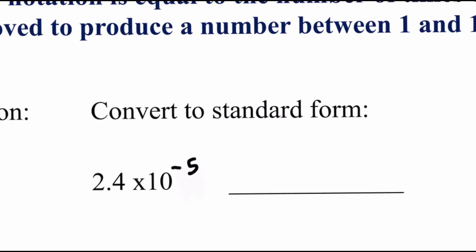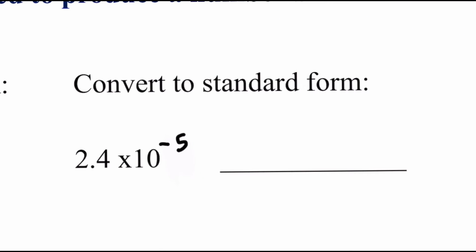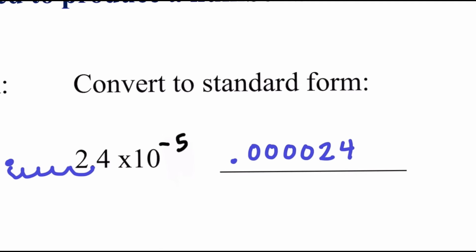Now, convert to standard form. That means take it out of scientific notation. All right, if it's a negative, this number has to get a lot smaller. We want to move to the left 5 spaces. So 1, 2, 3, 4, 5. Okay, fill those in with zeros. 1, 2, 3, 4, 5. And there's your standard form. We have a positive exponent, so we're going to move to the right 3 spaces. So this becomes 7,060.